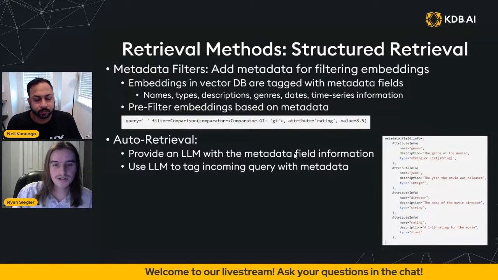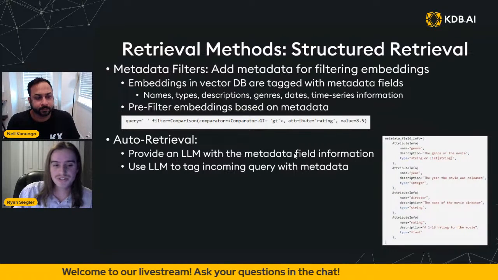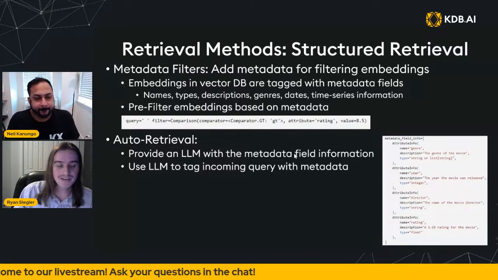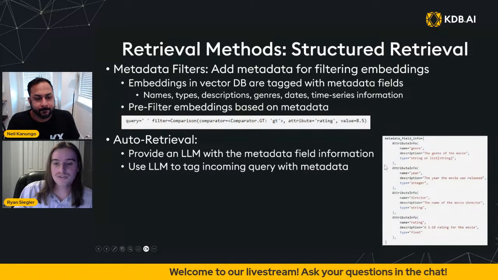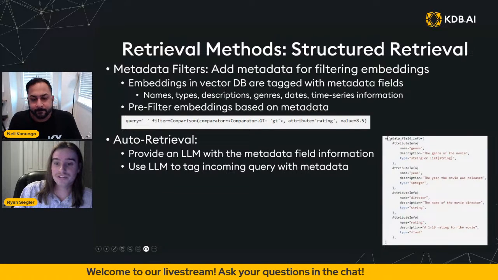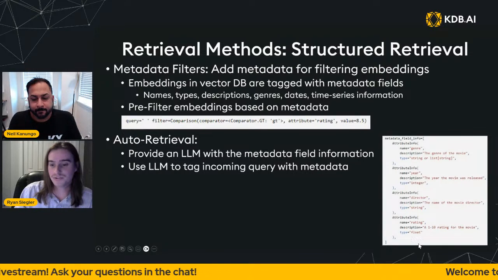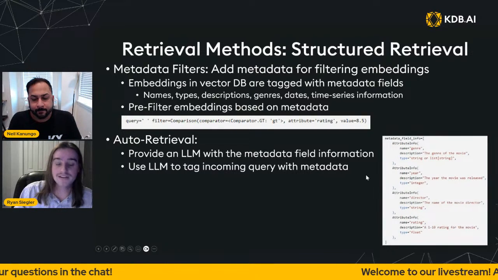But there's a little bit more of an advanced way to do this that I think is pretty cool. It's using a large language model to do this in an automatic way. How you do this is you give the large language model the metadata schema that you have. So you would give it a file like this, and it's able to learn what that schema is.